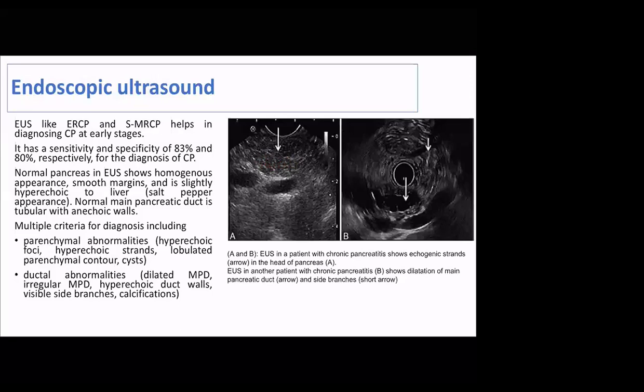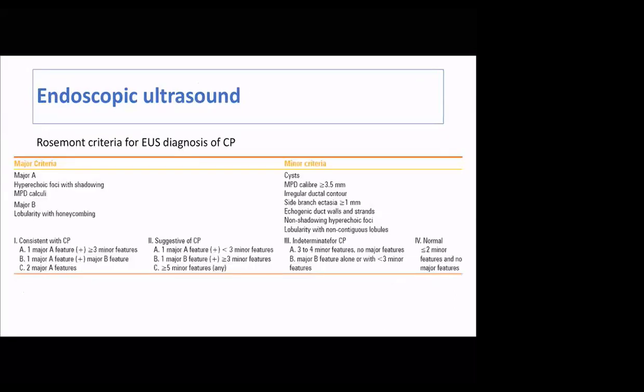والductal abnormalities عادة نشوف dilated main pancreatic duct, irregular main pancreatic duct, hyperechoic duct wall, and visible side branches، مثل ما نشوف هذه الصورة إنه there are visible side branches with dilatation of the main pancreatic duct.